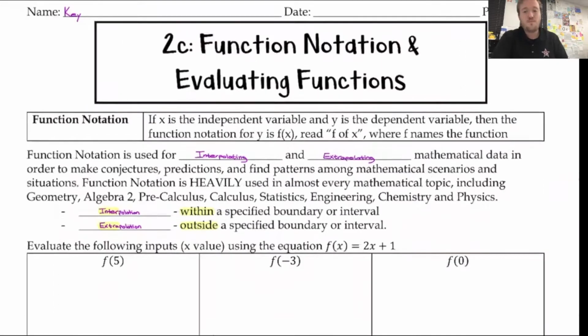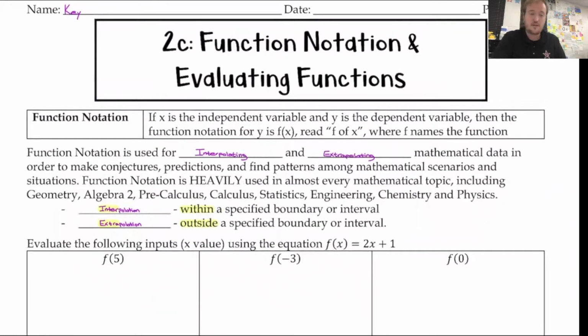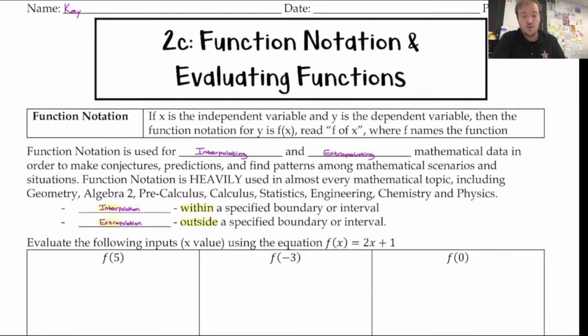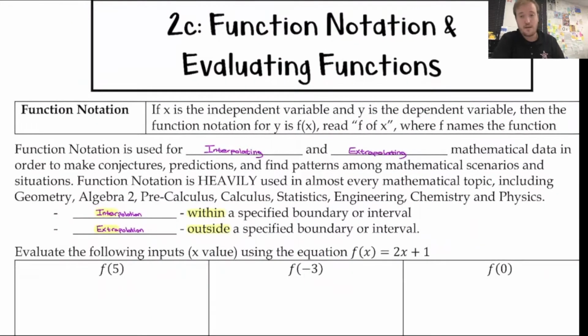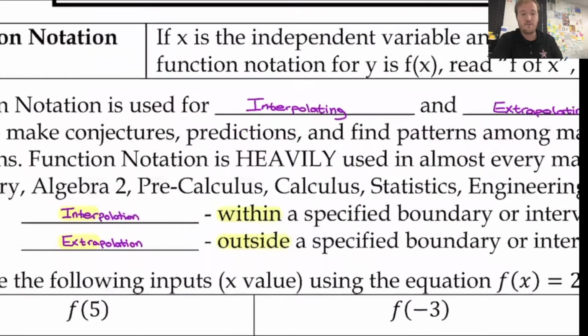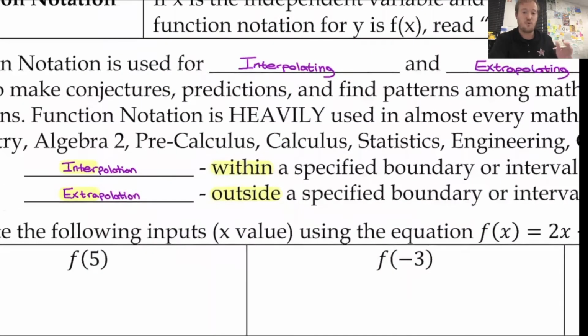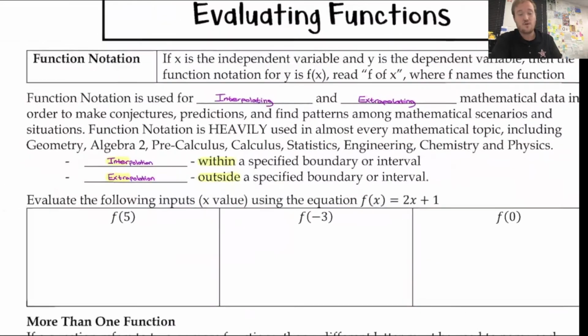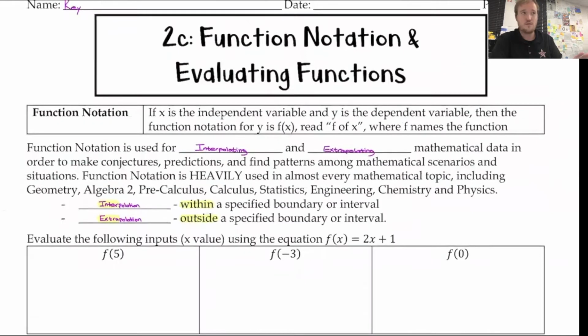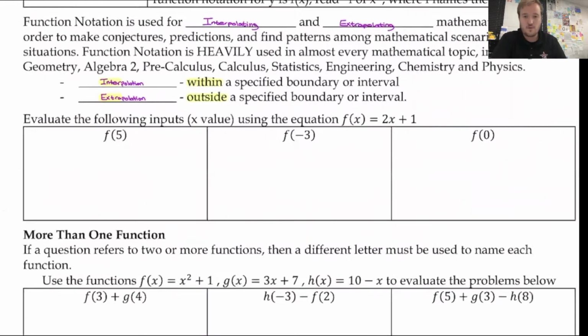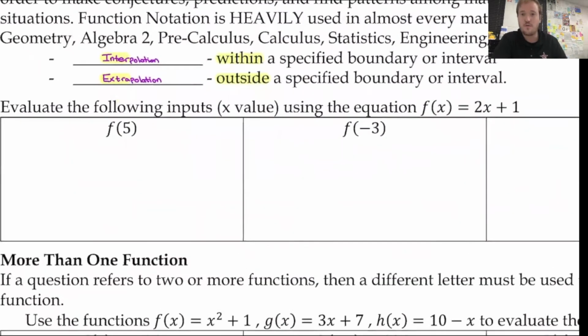So a big idea of function notation is it's going to be used for what we call interpolation and extrapolation. So whenever I say interpolating or extrapolating, it's really going to be looking at data from within a specified boundary or outside of a specified boundary. So function notation really helps us find patterns and make conjectures, and it's a lot of the hypothetical side of mathematics. So just to dive into the shallow end of it.